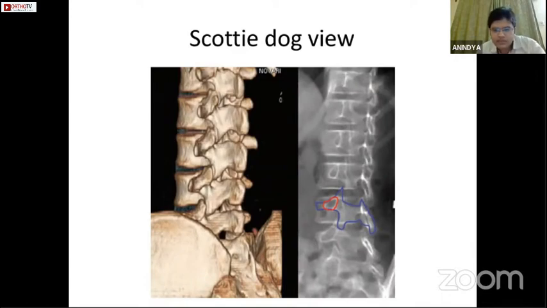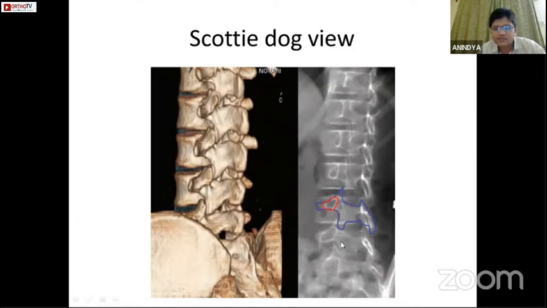So let's see what the different parts of the body of the Scotty dog are. This is a very good radiological Scotty dog view that you've got on the right side. The Scotty dog has been marked out. The eye of the Scotty dog is basically the pedicle. The nose is the transverse process. The ear is the superior articular process. The foreleg is the inferior articular process. The hind leg is the inferior articular process of the opposite side, and the tail is the superior articular process of the opposite side. You've got the spinous process somewhere in between the body, as well as the lamina here. The pars is the neck.